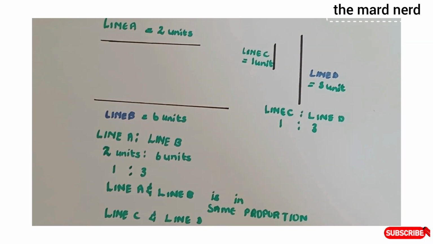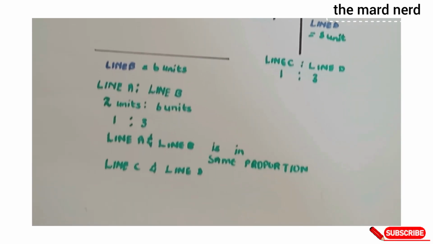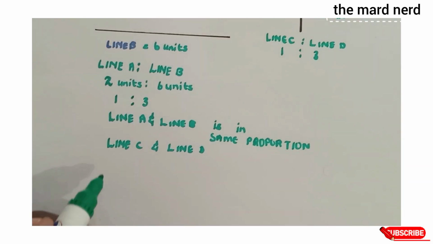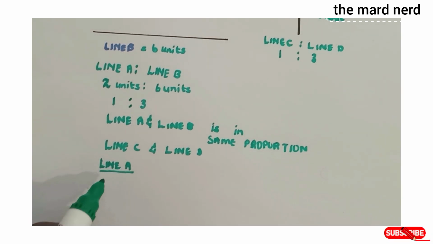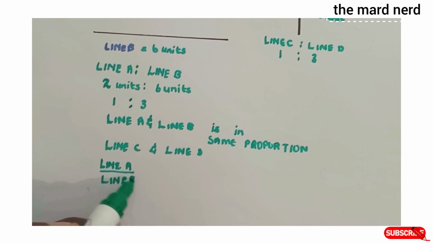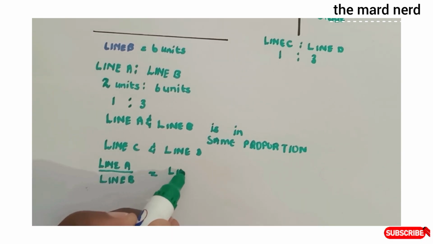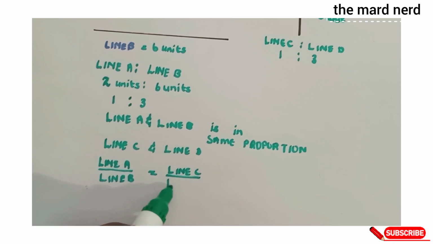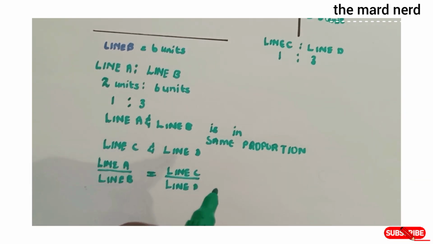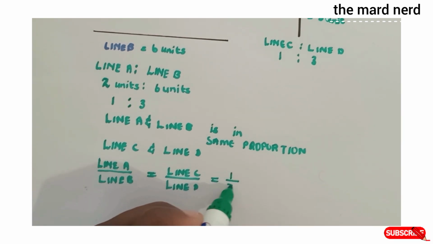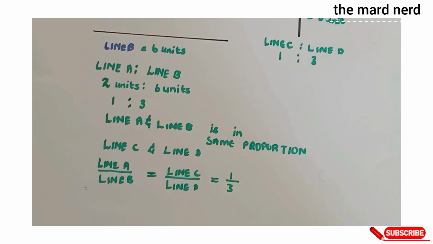So now when we represent the same proportion here, we can just simply say line A over line B is equal to line C over line D. And then we know that they all have the proportion that is 1 over 3. So that's it for the proportion, the overview of the proportion.